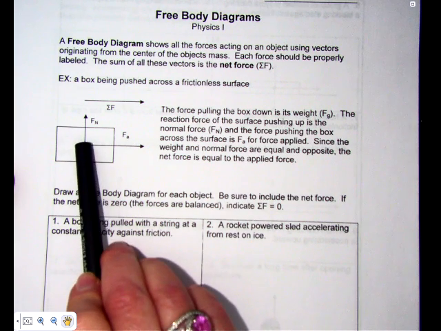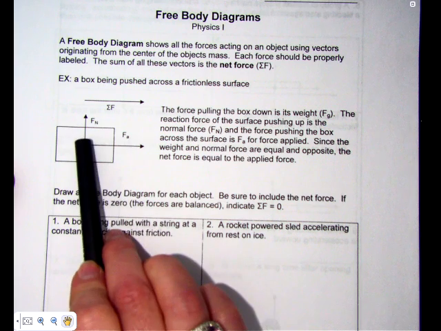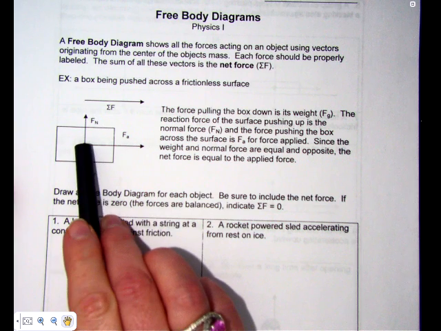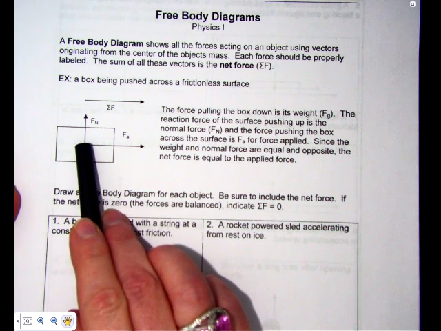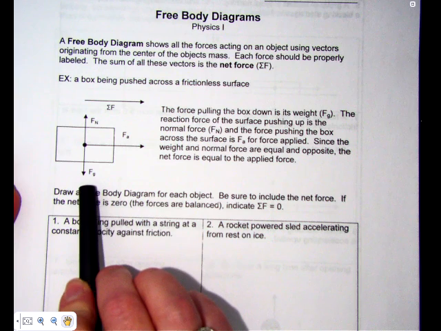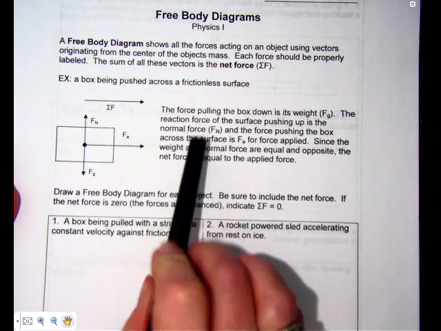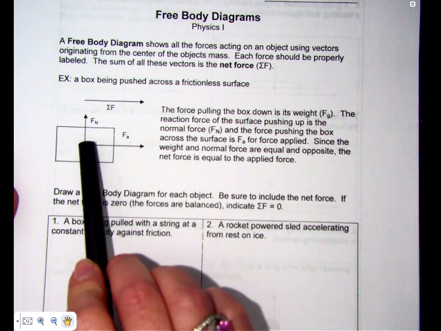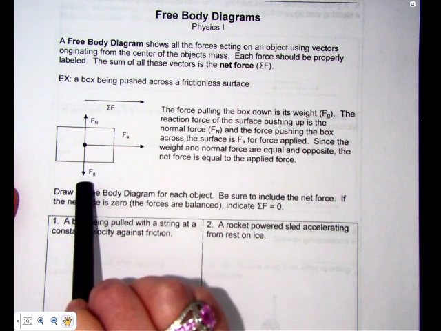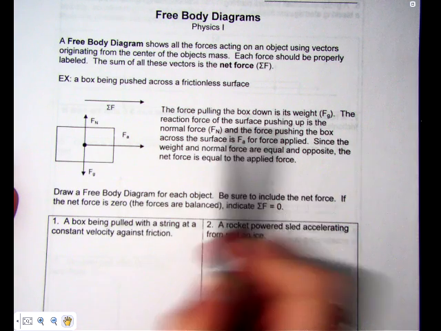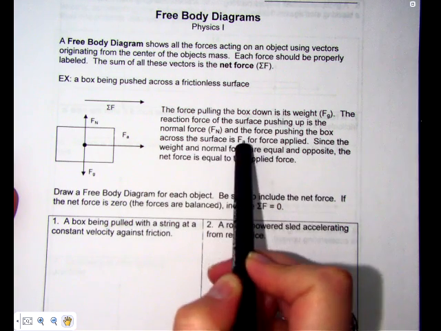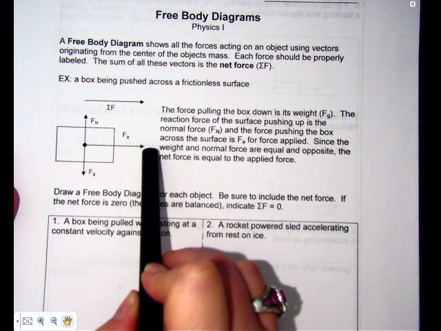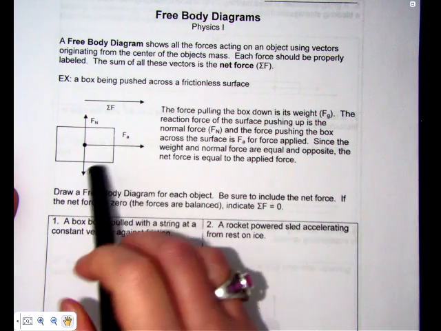So you can draw a box or you can draw a dot. Here they did both. And so from the center of the object downward is the F sub g for weight or gravity. The reaction force of the surface pushing up is the normal force, F sub n, so it's opposite of the gravity. And then the force pushing the box across the surface is F sub a, and it's usually in the rightward direction unless specified directly to the left.